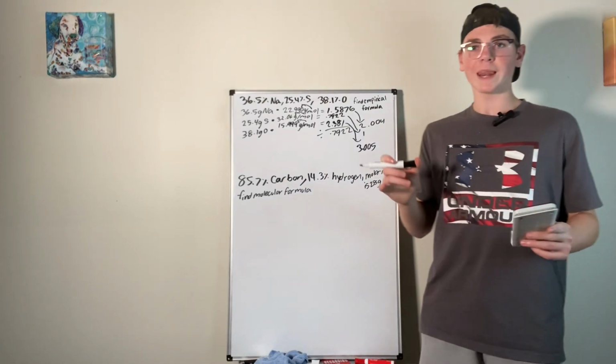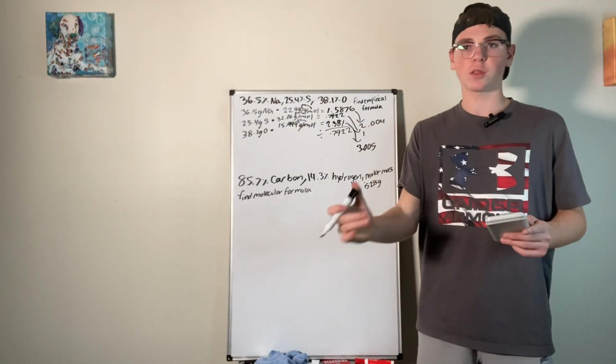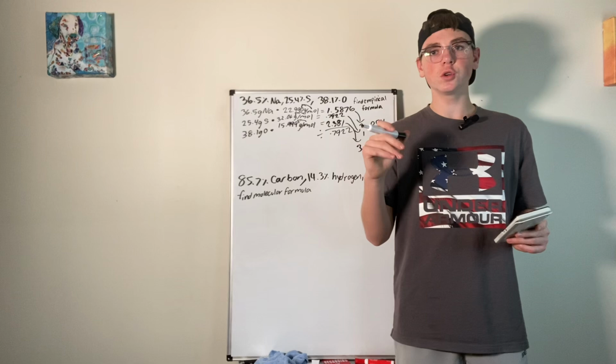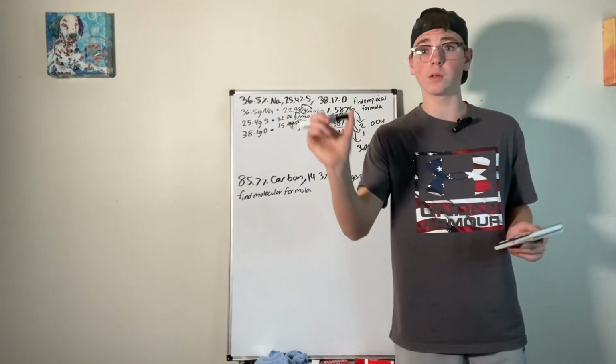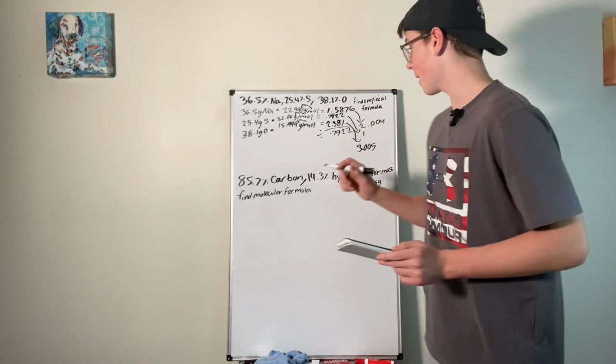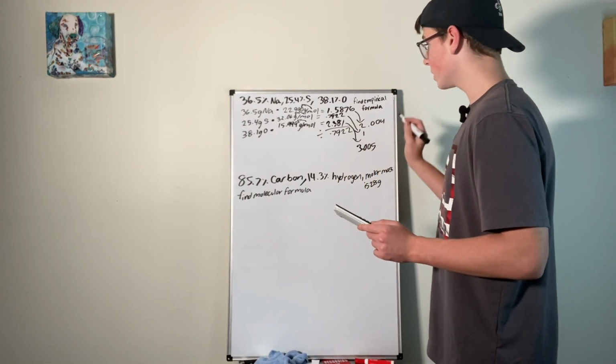Even if it's like 2.89, you can still round that to 3, right? But if you have something like 2.49, that is wrong. You have to just double all of them. But here, we clearly have a 2 to 1 to 3 ratio.